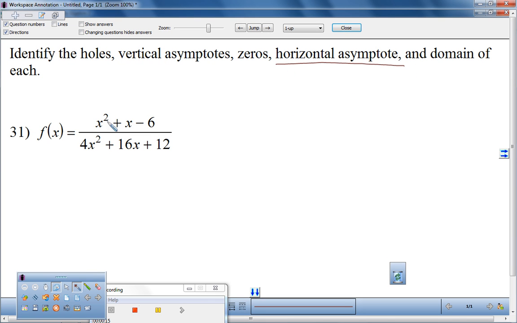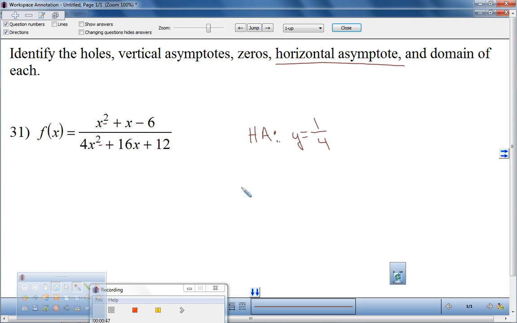First of all, if we look at the degree of our polynomial, on top we have x squared, on bottom we have x squared. So the highest degree for both is equal. When they're equal, it's just the leading coefficients over each other. So for this one, the horizontal asymptote is y equals 1 over 4. And again, the reason is because the degrees here match up.